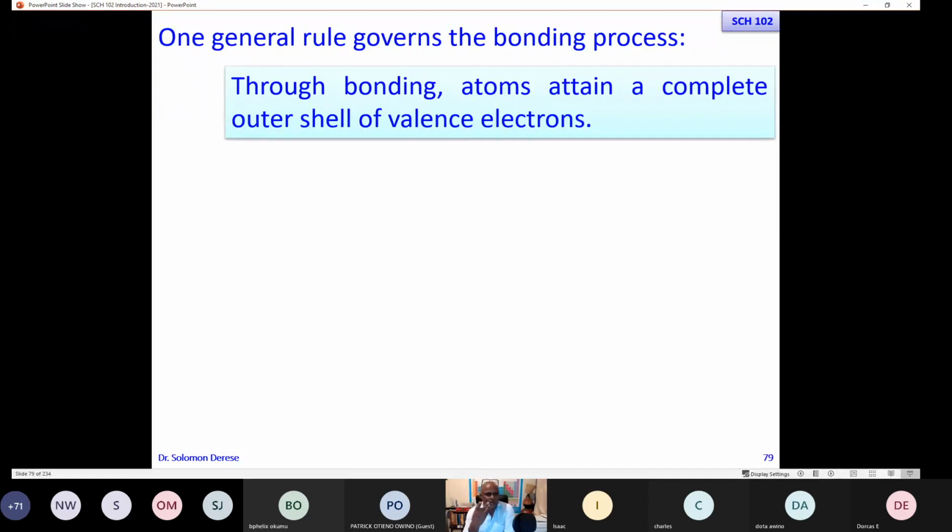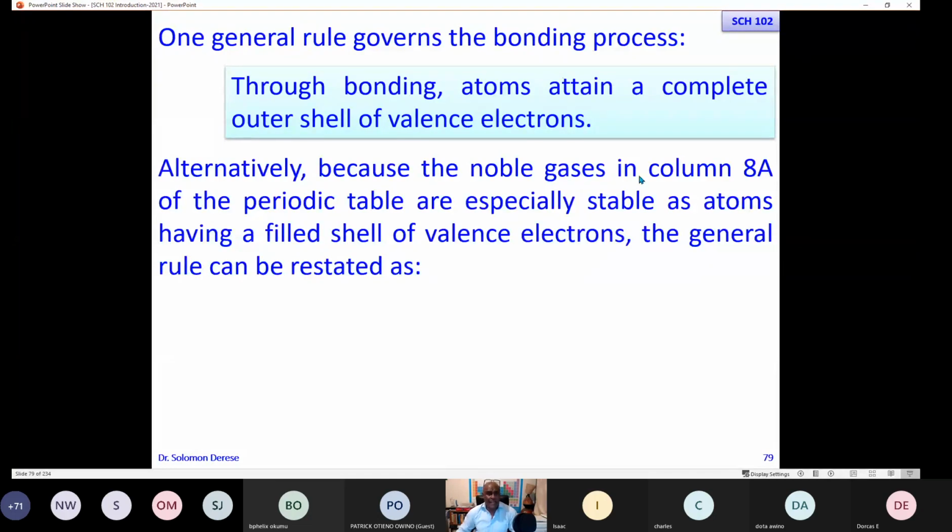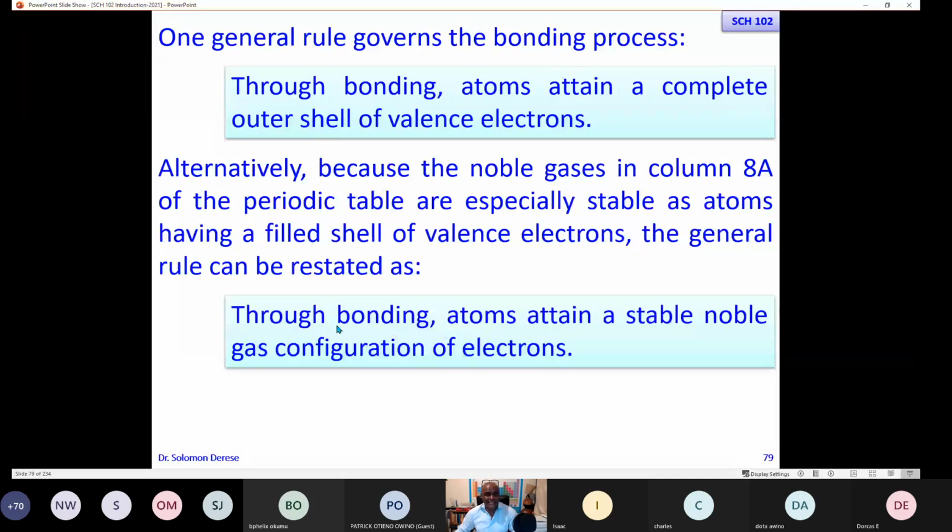If you take elements like carbon, nitrogen, oxygen, fluorine, or any of the halogens, they form a chemical bond either through covalent bonding or ionic bonding, such that they can have 8 electrons, a complete outer shell of valence electrons. Alternatively, because the noble gases are in column 8A of the periodic table, and are especially stable as atoms having a filled shell of valence electrons, we can write this general rule that governs bonding: through bonding, atoms attain a stable noble gas configuration.